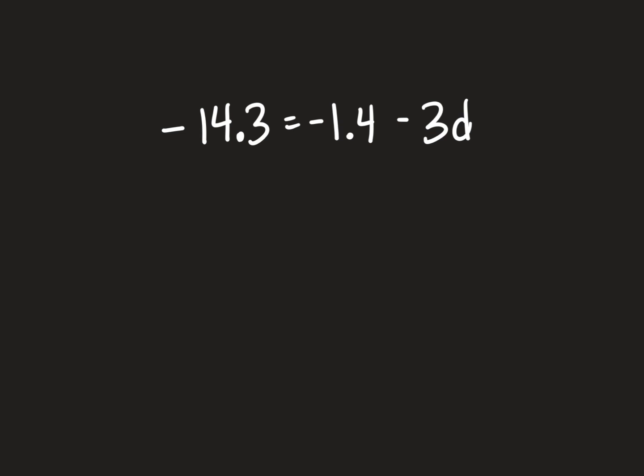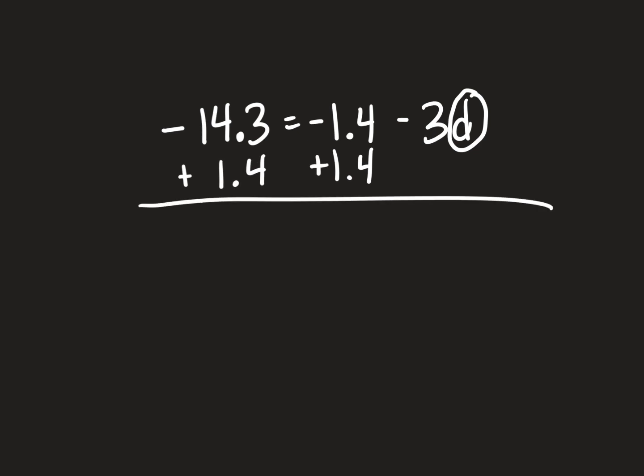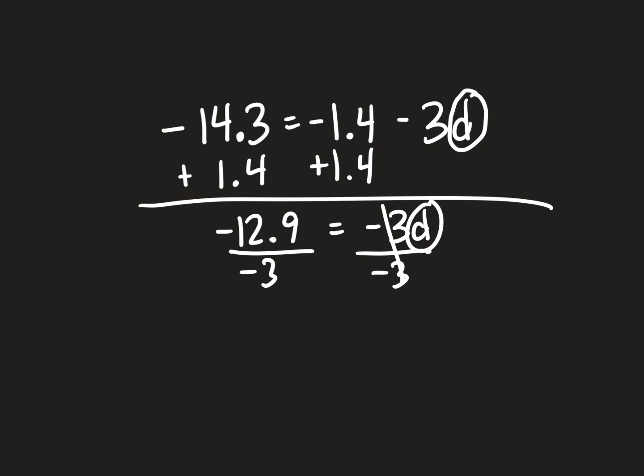For this problem, I'm just going to solve like normal. And what I mean by that is I want to isolate the variable d. So I'm first of all going to take care of the constant 1.4, actually negative 1.4. So I'm going to add 1.4 to both sides, and I get negative 14.3 plus 1.4. And I get negative 12.9 equals negative 3d. Again, isolating the variable d, I'm going to divide by negative 3, divide by negative 3.